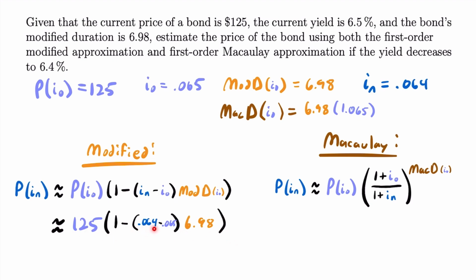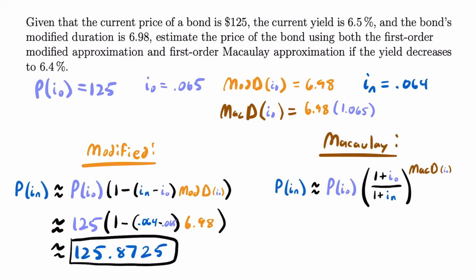Okay, so now you could plug this in your calculator. You could take 0.064 minus 0.065, multiply it by 6.98, subtract it from 1, and then multiply by 125, and you should find that the estimated new price of the bond at a yield rate of 6.4% using the first order modified approximation is $125 and about 87 cents if you round off to 2 decimal places, but if you calculate this yourself, you may find that it only has 2 more decimals after that. It doesn't have a decimal that goes on forever. So if you want to, you can include the full value here. It would be 125.8725.